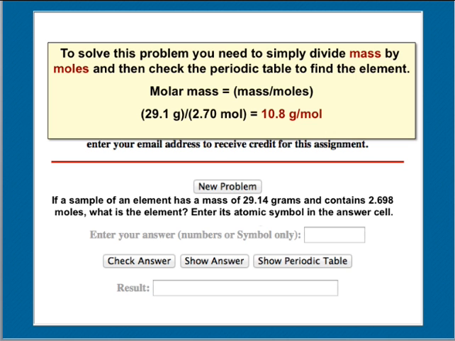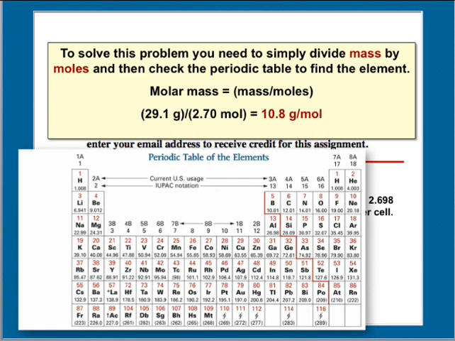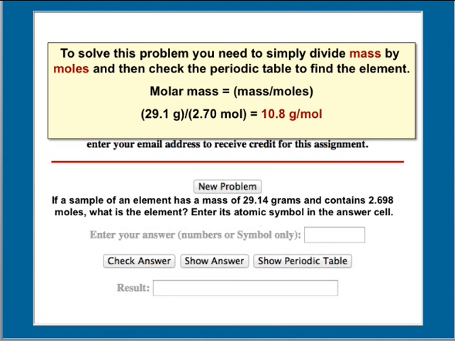So what you do is you punch up your periodic table. You can actually click the button and see one. Or you can just do that. Now you're looking for something with a molar mass of 10.8. What is it? B, boron. So in the tutorial, what you do is simply write just the symbol, and you get it right.